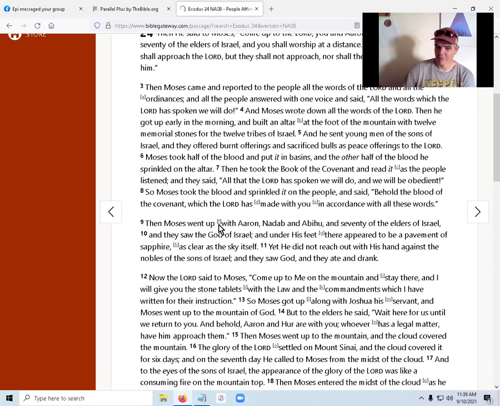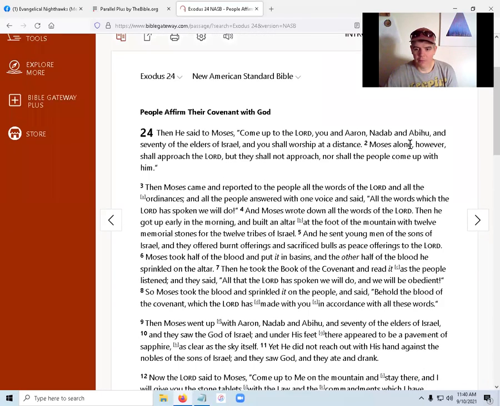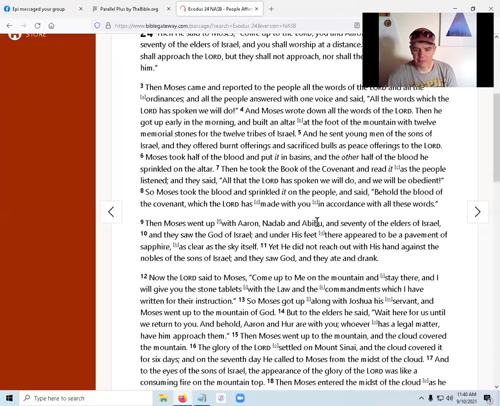But then Moses went up with Aaron, Nadab, and Abihu, those are Aaron's kids, and 70 of the elders, because there were 70 tribes by this time, I guess. And they saw the God of Israel under his feet. So they went up to the mountain. Now remember, Moses alone shall approach the Lord. Aaron and Nadab and Abihu, maybe they stood at a distance, and the 70 elders. You shall worship at a distance. Moses alone went up with the people and 70 elders. They saw the God of Israel.